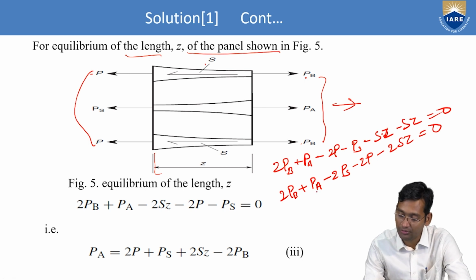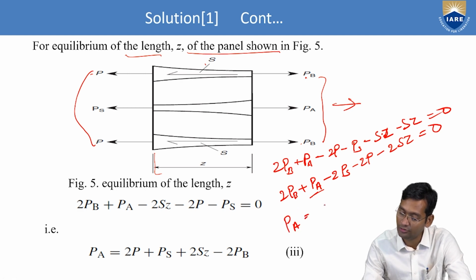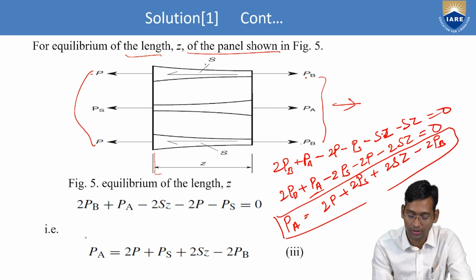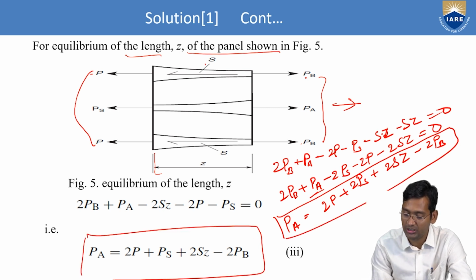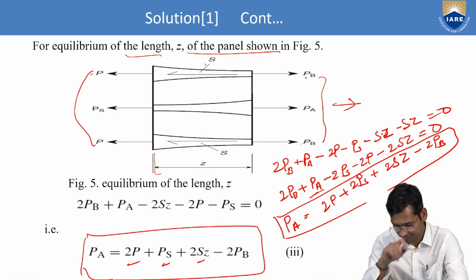Now from here we have to find PA. So PA equals what? Take everything to that side. This will be 2P plus 2PS plus 2SZ minus 2PB. So just see, this PA we got: PA equals 2P plus PS plus 2SZ minus 2PB. Now we got that PA value.